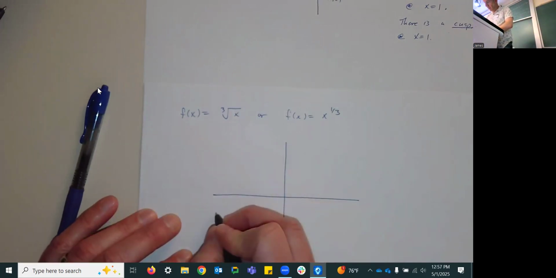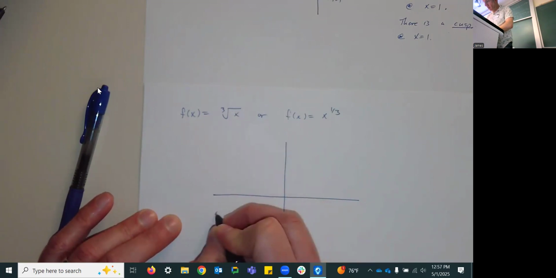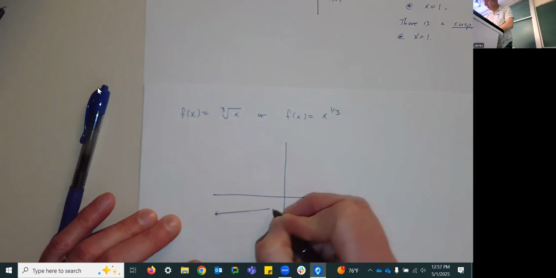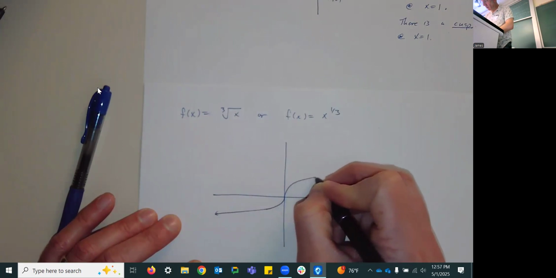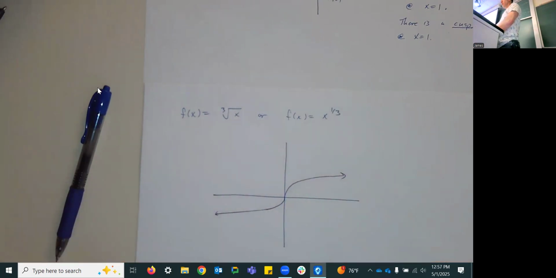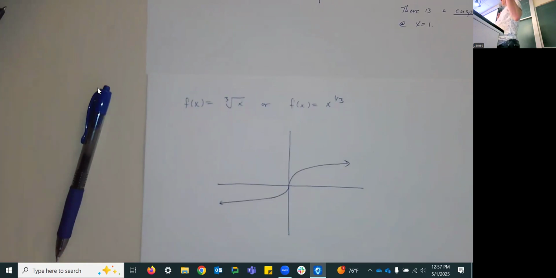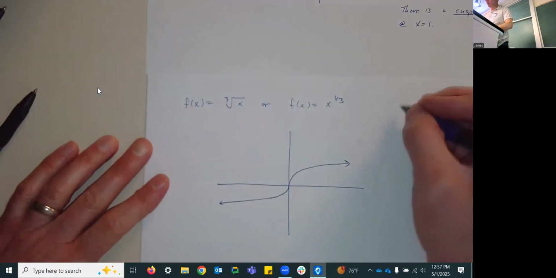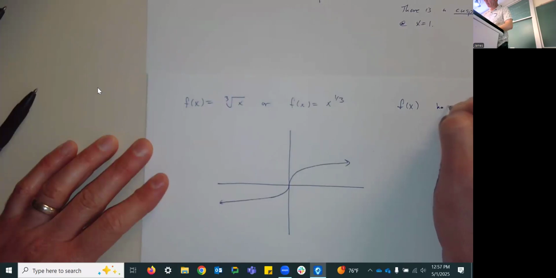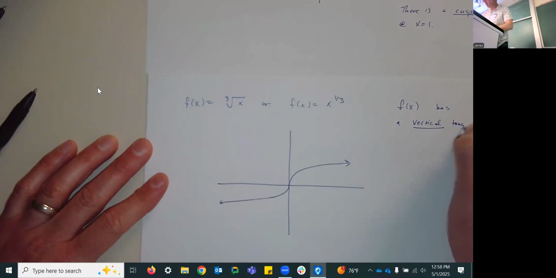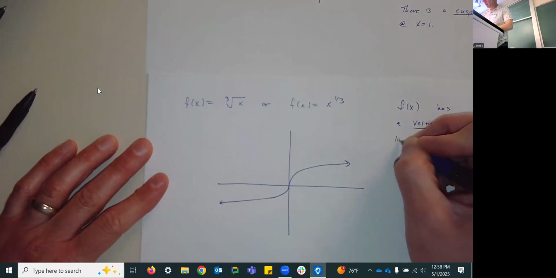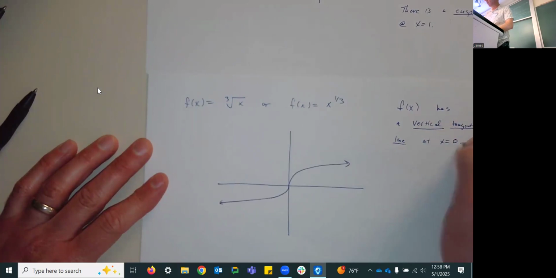The thing I need to make sure I emphasize here is that when we get to the origin, the function gets very, very vertical for just a split second. It kind of looks like that. And this function is smooth. There are no pointy points. However, at the origin, I'll point out that f of x has a vertical tangent line at x equal to 0.